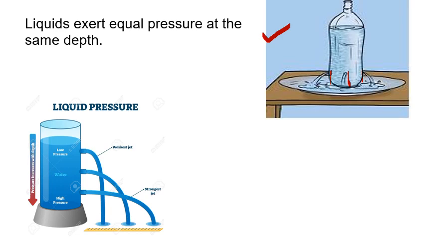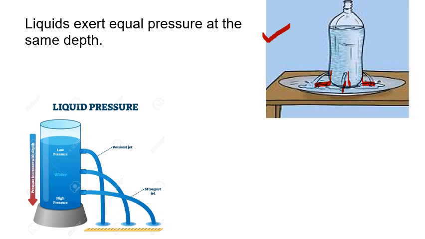Now fill the bottle with water. What do you observe? Does the water coming out of the holes fall at the same distance from the bottle? Yes, the water that falls from the bottle is falling at the same distance from the bottle. If it is 10 centimeter, this also is falling 10 and here also 10 centimeter. So from this what do you infer? Liquid exerts equal pressure at the same depth.